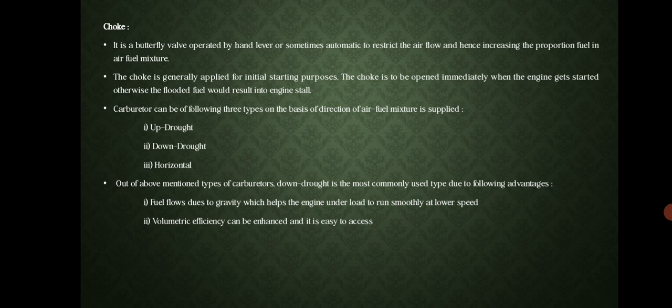Carburetors can be of the following three types on the basis of the direction in which the air-fuel mixture is supplied: up-draft, down-draft, and horizontal. Out of the above-mentioned types of carburetor, down-draft is the most commonly used type due to the following advantages: fuel flows due to gravity, which helps the engine under load to run smoothly at lower speed. Volumetric efficiency can be enhanced and it is easy to assess.